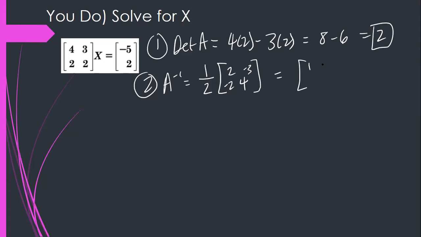2 divided by 2 is 1. 3 divided by 2 is negative 3 halves. Negative 2 divided by 2 is negative 1. 4 divided by 2 is 2. Step 3, I multiply everything by 1, negative 3, 2.